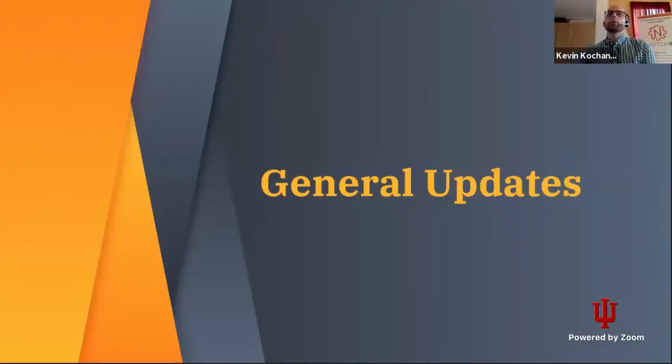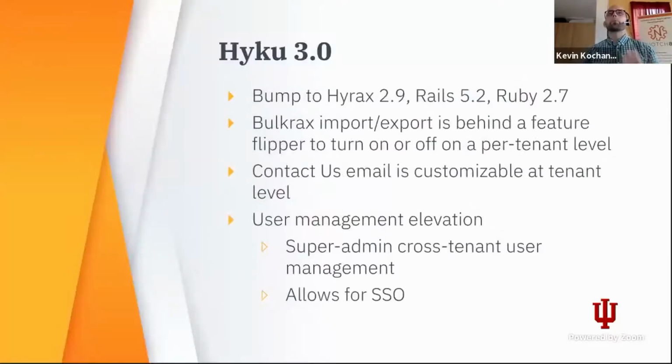Some general updates around Hyku. Hyku 3.0 is almost out the door. This is going to include a bump to Hyrax 2.9, to Rails 5.2, and Ruby 2.7. The Bulkrax import export tool is going to be behind a feature flipper. So this can be turned off or on at a per tenant level. That means each instance of a repository in a multi-tenant Hyku setup can decide to use Bulkrax or not.